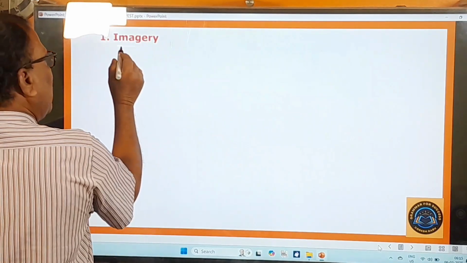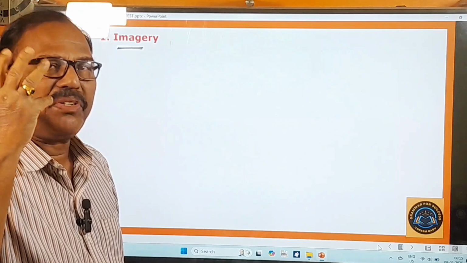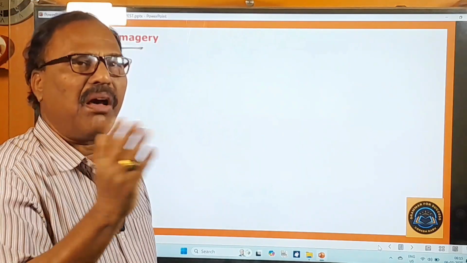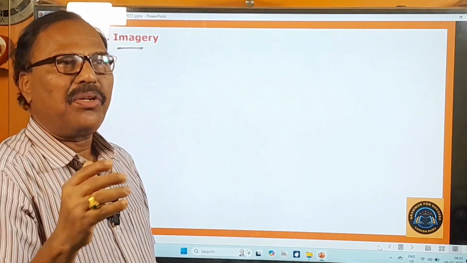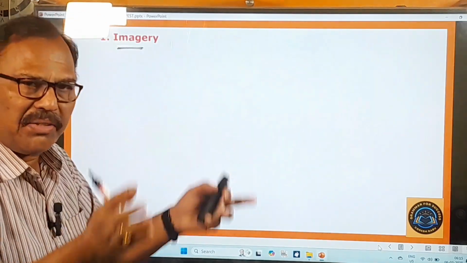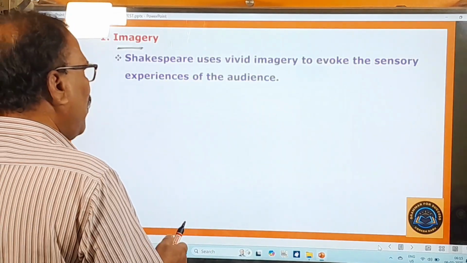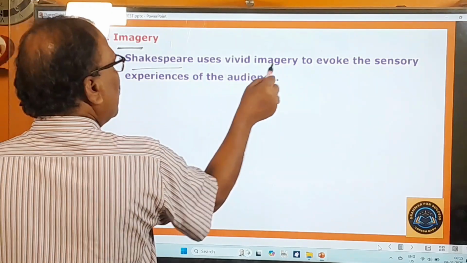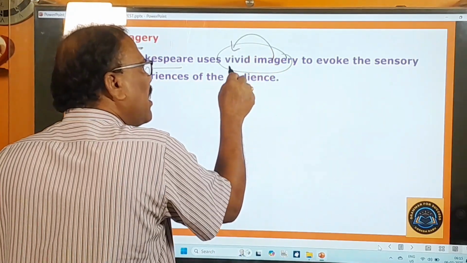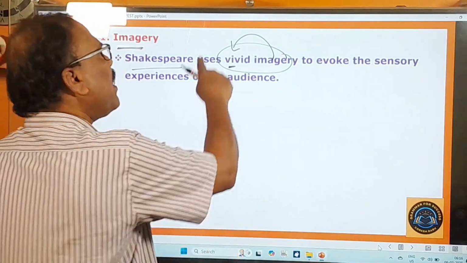The first literary device is imagery. Imagery means visualization. Visualization means mental pictures. Whenever you read some story or some novel or some drama, you get some mental pictures, and all those pictures are collectively called imagery. You know that very well. Now let us have a look at this. Shakespeare uses vivid imagery. This imagery is always described by this adjective vivid. Vivid means clear, lucid.